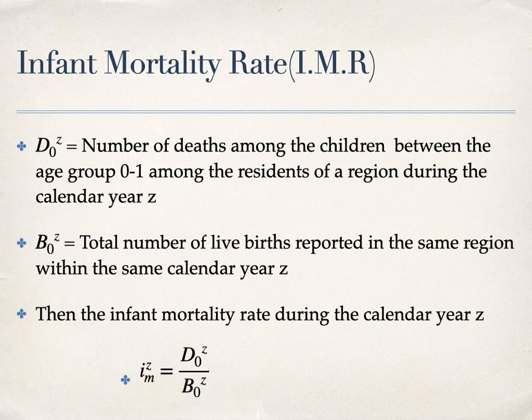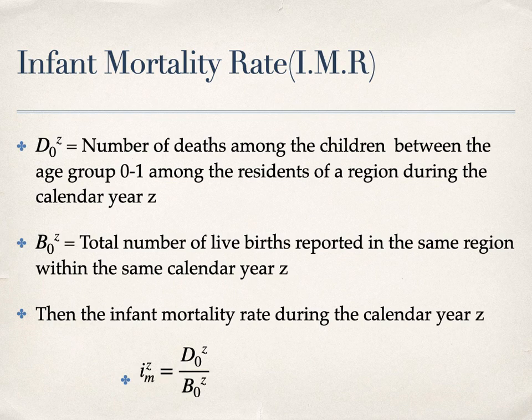That is, the value in the numerator is the number of deaths among the children of age group 0 to 1 among the residents of a region during the calendar year Z, and B naught of Z is the total number of live births in that calendar year. So you can see that this mortality rate is somewhat different from other mortality rates or death rates that we have discussed, such as the normal death rate or the age specific death rate.